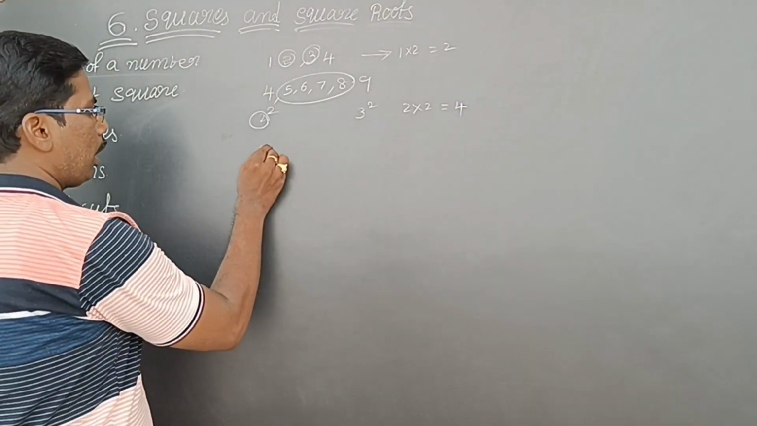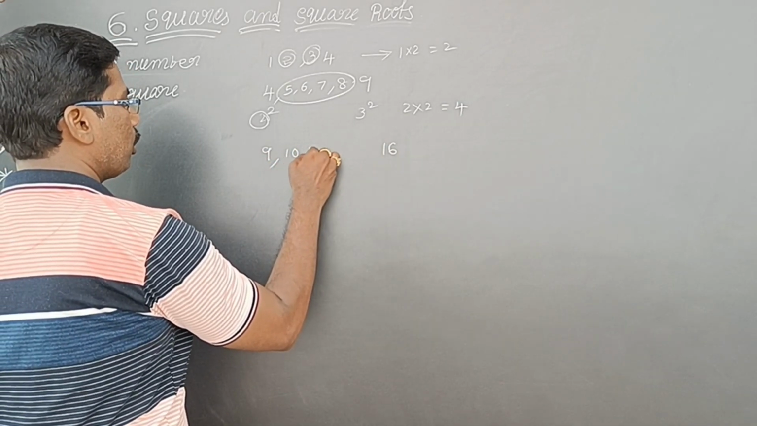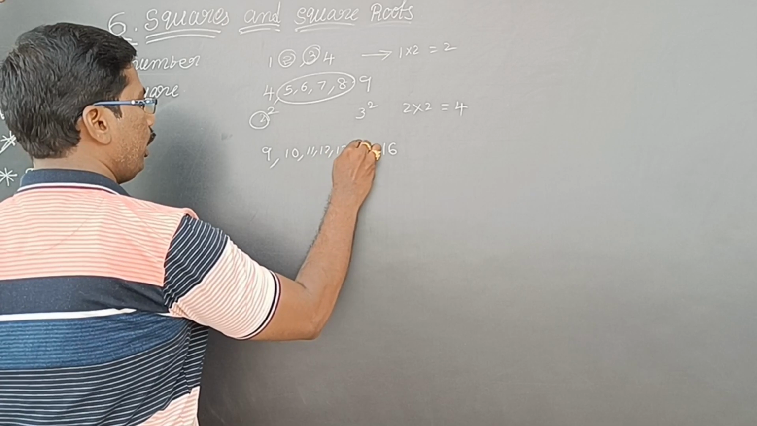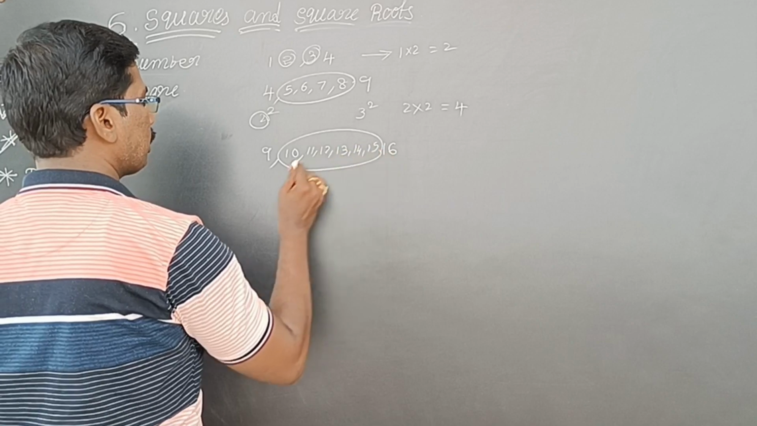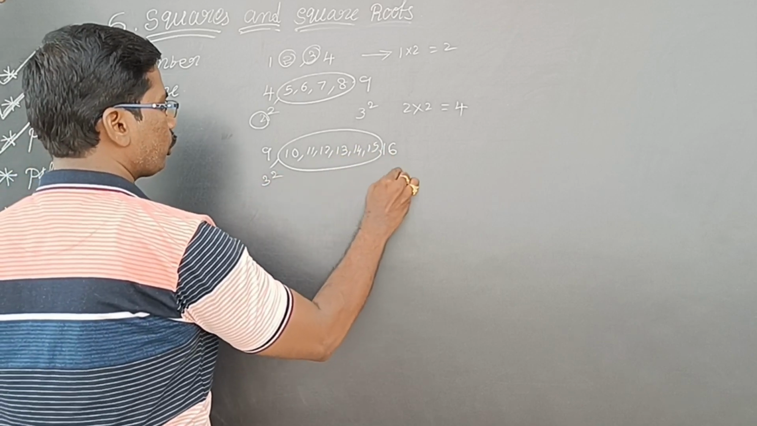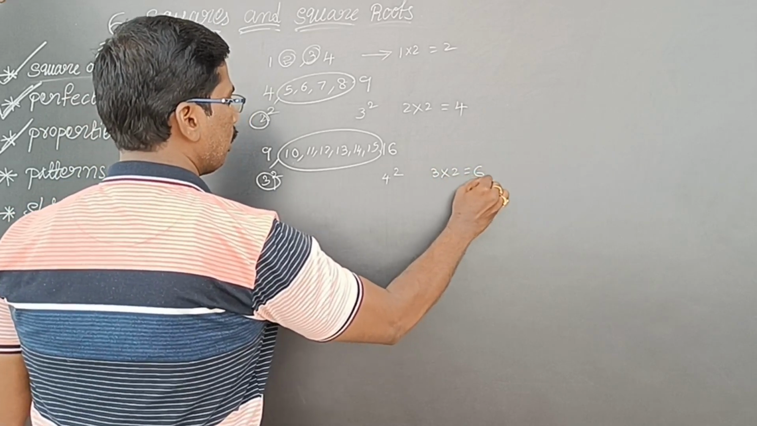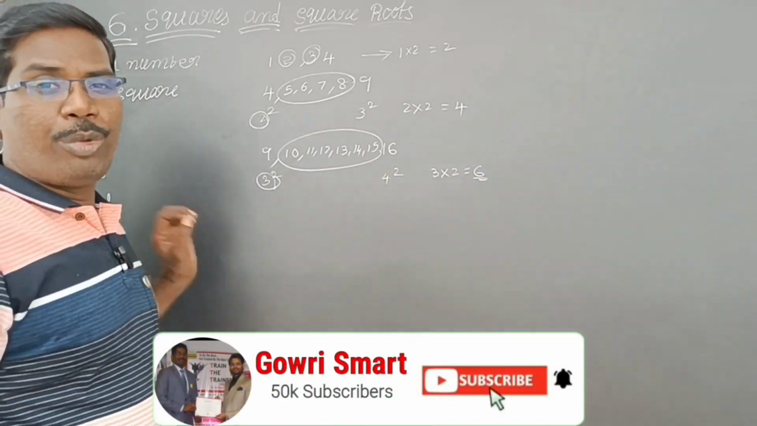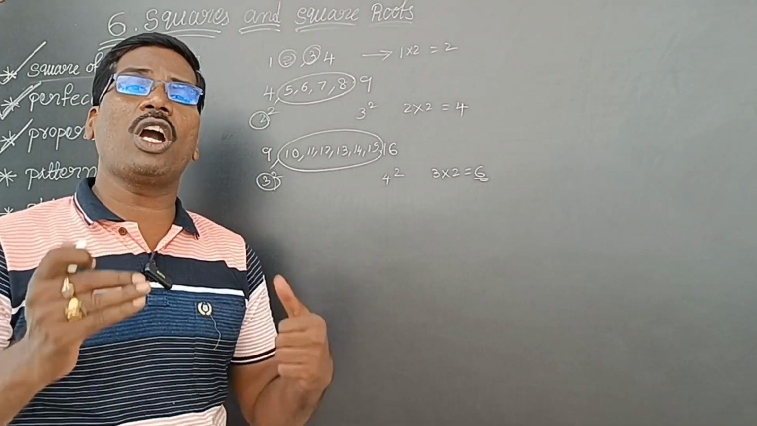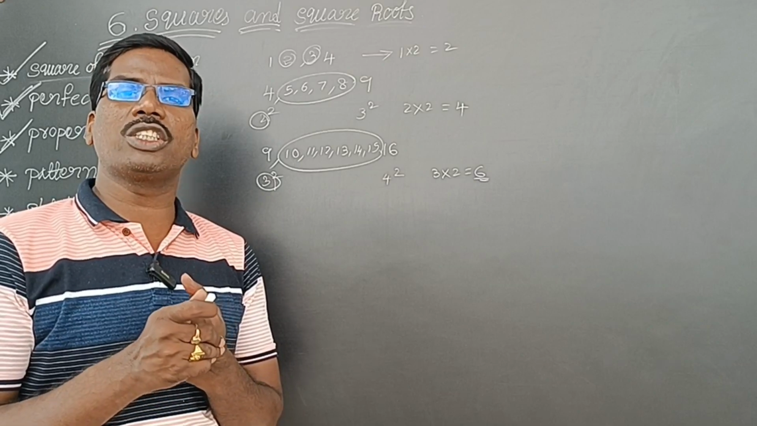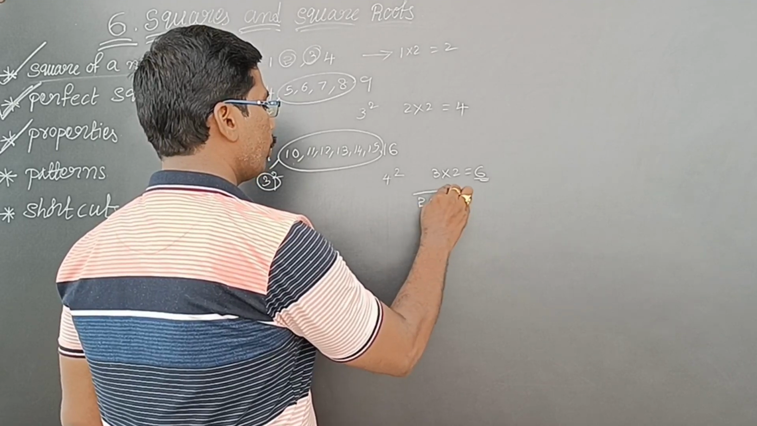Now let us see here. 9 and 16. 10, 11, 12, 13, 14 and 15. How many numbers are there? So 1, 2, 3, 4, 5, 6. So this is 3 square, this is 4 square. Means 3 into 2 is equal to 6. 6 numbers are there. Means the number of natural numbers between any two consecutive square numbers is 2n. What's the formula? 2n. This is a very important property.